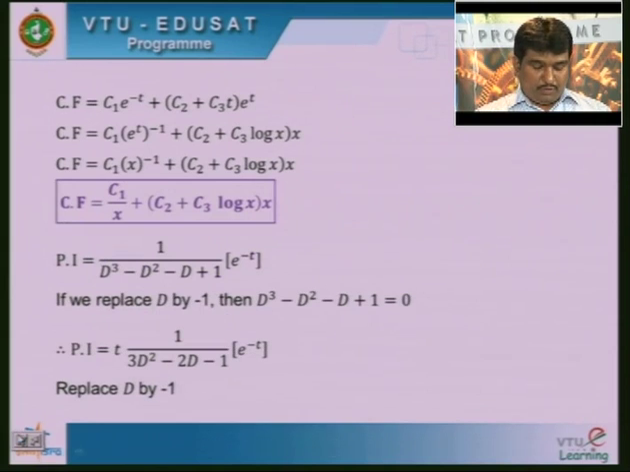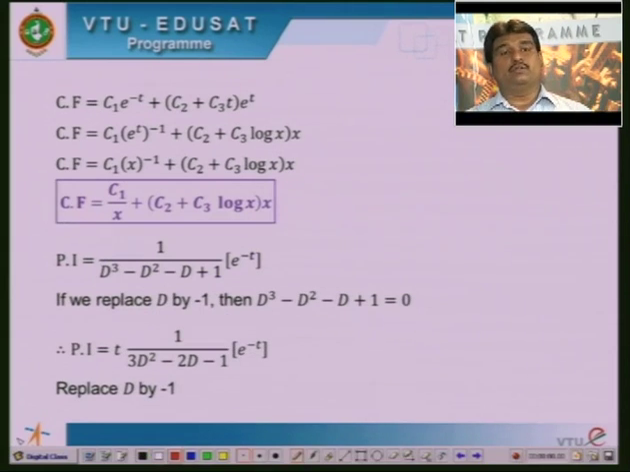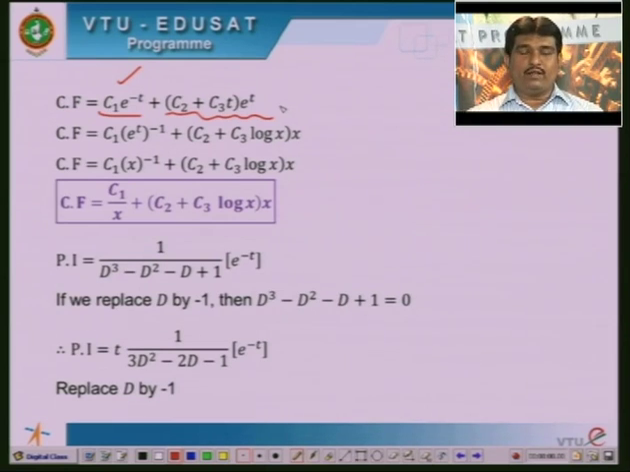Complementary function corresponding to the root minus 1 is c1 into e to the power of minus t. Here t represents the new variable because we have converted x to t using the substitution x equals to e to the power of t. So this part is corresponding to the root m equals to minus 1. And this part, c2 plus c3 t into e to the power of t, corresponds to the real repeated root 1, 1. Now we have to convert this in terms of variable x.